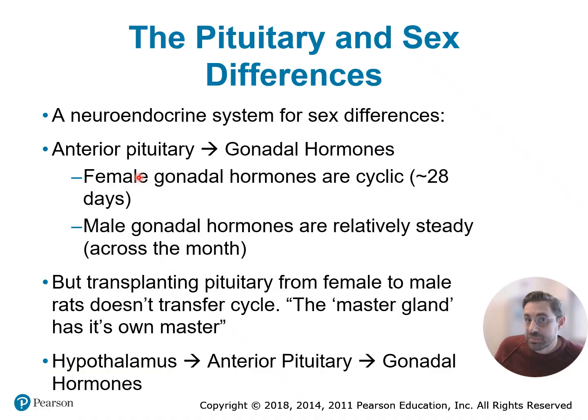But in fact, it's not the pituitary gland that starts the action. In fact, transplanting the pituitary gland from a female to a male doesn't transfer this cycle. So in rats, the cycle is a lot faster. It's maybe like 4 days, but they also have cycles. If you transplant a female pituitary gland to a male rat, they don't get the cyclical release. If you transfer from one female rat to another female rat who are on different cycles, they don't change their cycles. And so this master gland seems to have its own master.